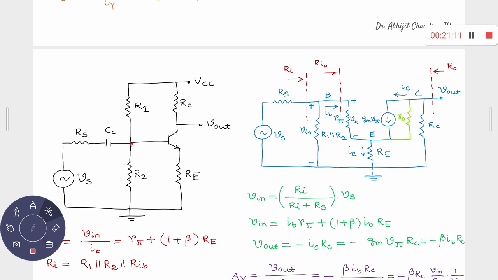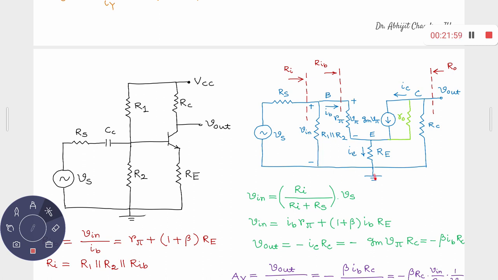So between the base terminal and AC ground, once again you have two resistors. From here to here you have R2, from here to here you have R1. So R1 and R2 are connected between base and AC ground. Last time it was connected between the base and the emitter, because the emitter was at ground. This time the emitter is not at ground, it has some other potential. So you have to connect this R1 parallel R2 between base and AC ground, not between base and emitter.